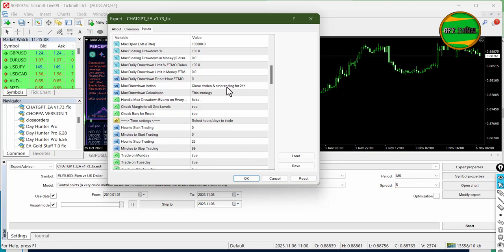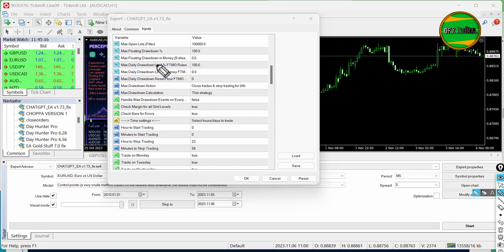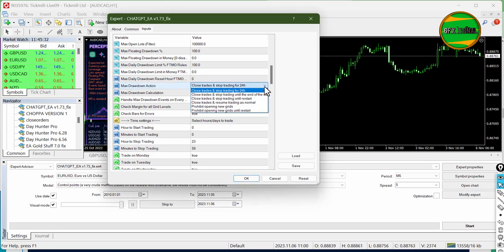And maximum drawdown action. You can set what action you want. If you set your maximum drawdown range and the action to be taken, like if you're working with a prop firm, then you need to close trades and stop trading for 24 hours. If you're working with your personal account, you can pause the grids until you restart the server. If you have a certain amount of loss as you put there, after that you want to stop trading till you restart the terminal.